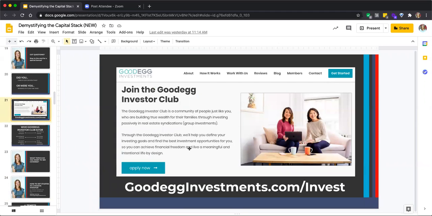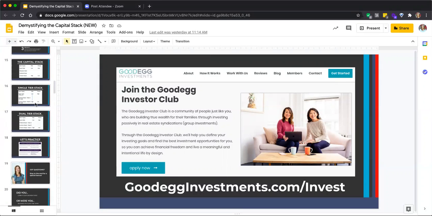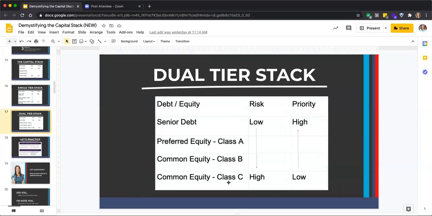Question came in, the operator is only in the C. Well, I don't know if that's a question or a statement. Yes, the general partnership is going to be in the common equity class. And in this case, if it's a single tiered stack, it'll be notated in class B. If it's a dual tier stack, it's in class C. That's what you're looking for. You're looking for the general partnership to be the highest risk, lowest priority position in the deal.